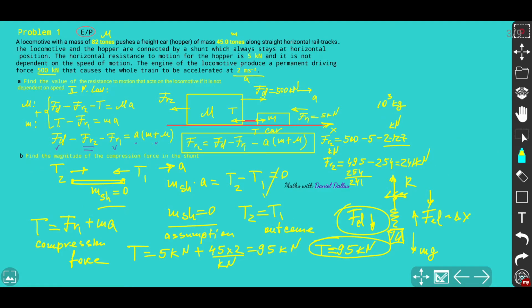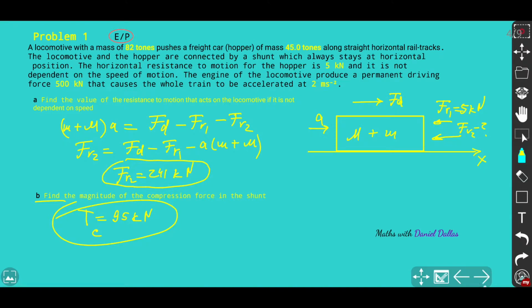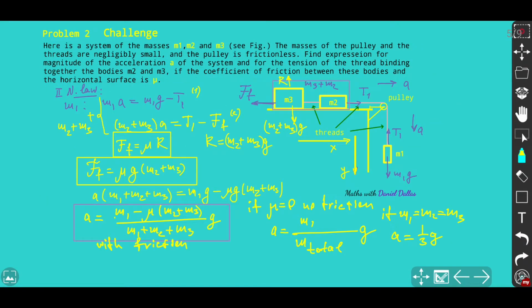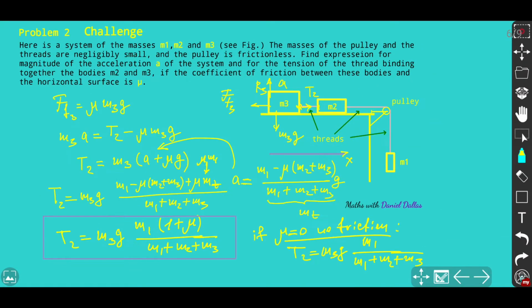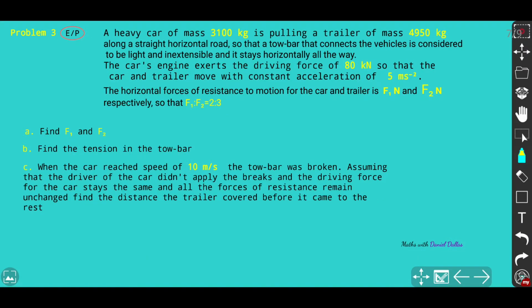And we've covered problem 1, that was EP level, and also the challenge problem, so the solution you can see here. Again, if you're not sure how this works, for example, for 3 bodies connected to each other, and one, for example, is hanging on the pulley, where you see the string that passes over the pulley, again, just rewatch that. And we arrive at problem 3.